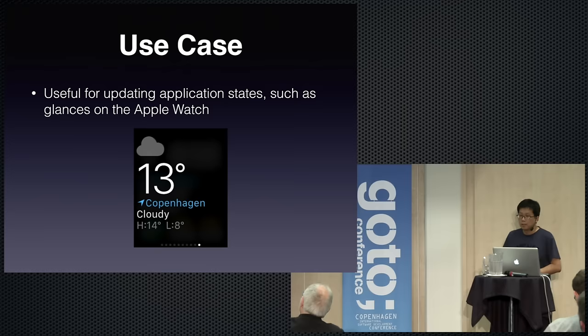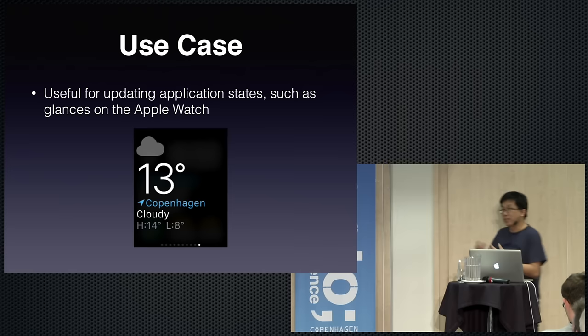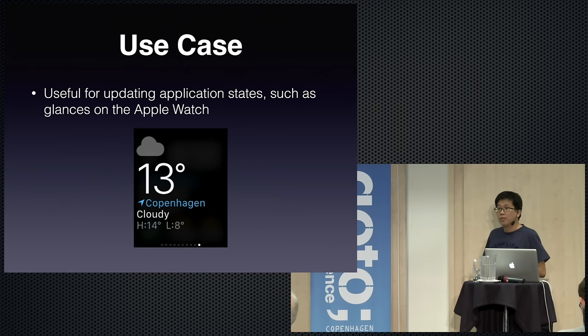Now, what are the use cases? So this is very useful for updating your application state. So for example, you are writing a weather application. You want to display the latest weather onto the glances. So in this case, the user is only interested in the most recent weather information. So in this case, you can use the application context method.